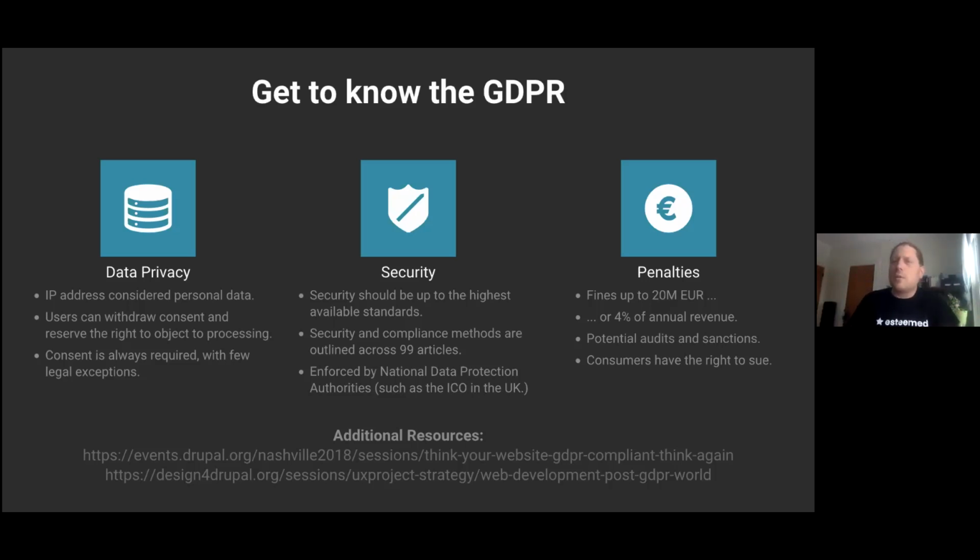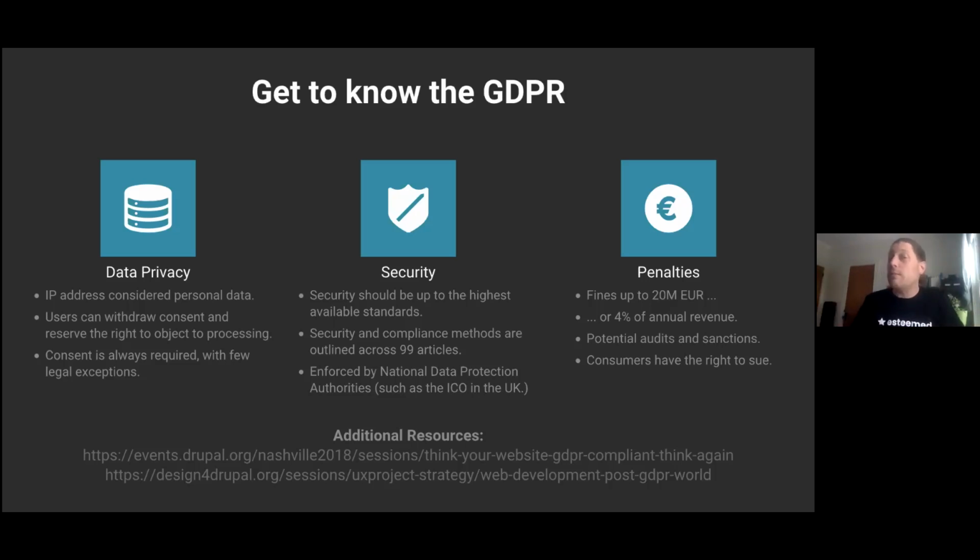And they have security restrictions. Security should be up to the highest available standards. Security and compliance methods are outlined in detail across 99 articles of this regulation, and it's enforced by national data protection authorities. This is always funny to me because it says such as the ICO in the UK, and I copied that from something that was before Brexit. So the UK isn't in the European Union anymore, but all of the countries have their own little data protection authorities. All the EU countries have their own, and that's how it's enforced.